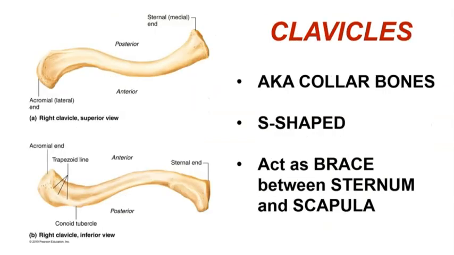Now let's look at the individual bones of the pectoral girdle, and we'll start with the clavicles. The clavicles, which are also called the collar bones, are small S-shaped bones that function as a brace between the sternum and the scapula. They have a squared, flattened end that articulates with the scapula, called the acromial end, while the sternal end is more rounded and blunted. As you have probably guessed, the sternal end is what articulates with the sternum.